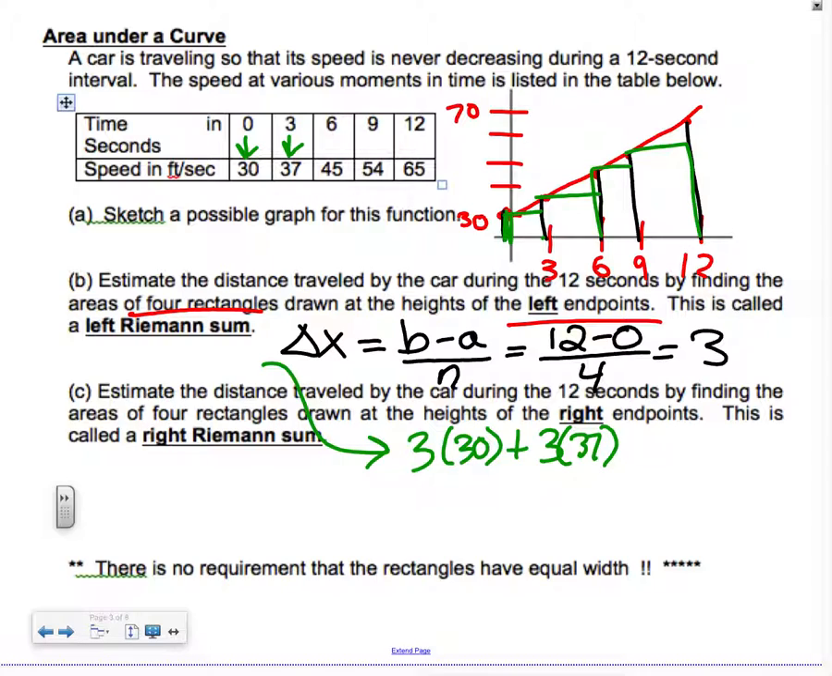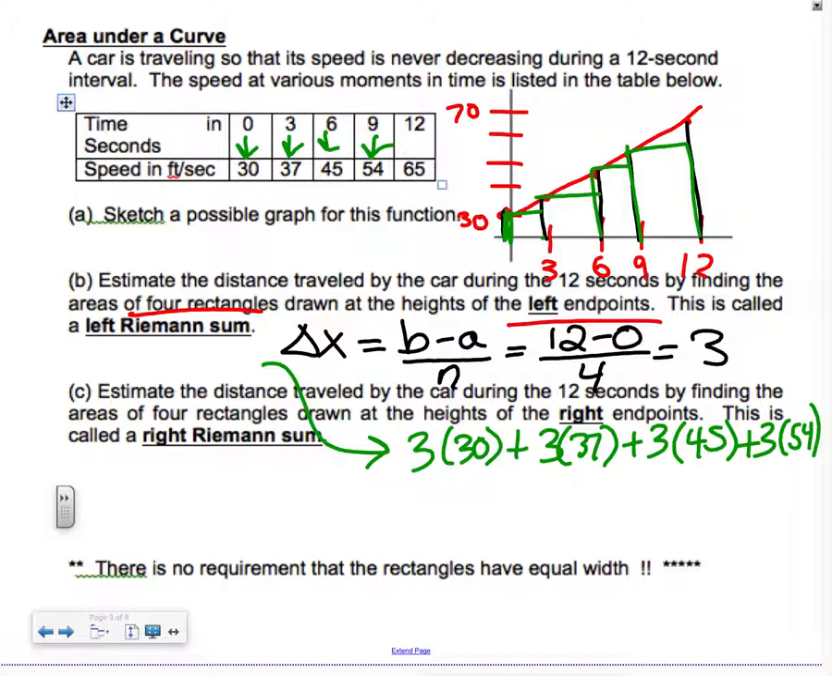The next rectangle, from 6 to 9, again has a width of 3, and the height, picking the left-hand side, would be f of 6, so that would be 45. And the last rectangle between 9 and 12 has a width of 3, and its height would be f of 9, which is 54. And I could add that up in my calculator, and that will give me an estimate of how far the car traveled.